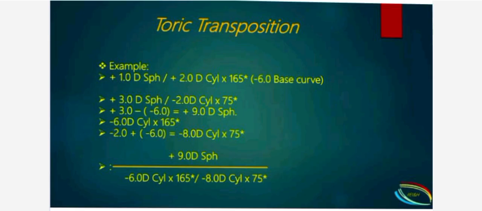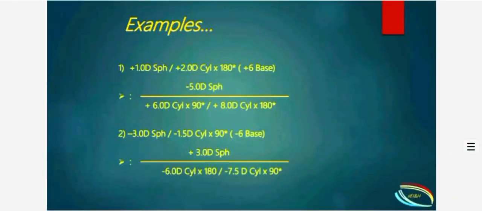Next we do sphere minus base curve for the cylinder, so we get minus 9 and minus 9. Next, base curve with cylinder at 165 degrees, so plus 2 is the spherocylindrical value and with the base curve we get 8 diopter cylinder at 70 degrees. So our final prescription is plus 9 diopter sphere by minus 6 diopter cylinder at 160 and 8 cylinder at 170 degrees. More examples are given below.